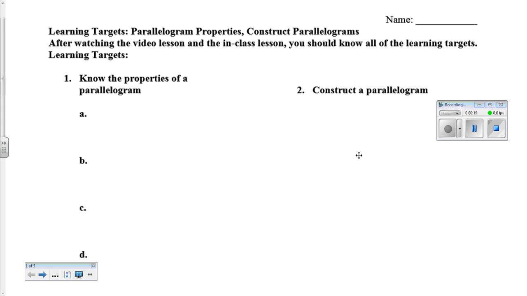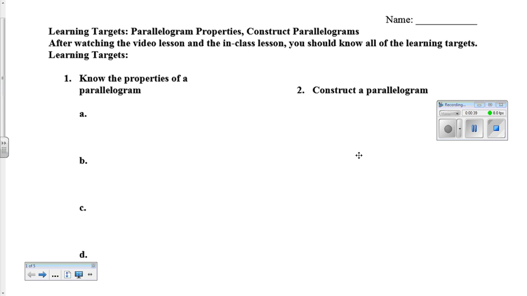All right, so by the end of this video, you should be able to identify the characteristics and the properties of a parallelogram, and then be able to tell me, given those characteristics, if you have a parallelogram in front of you. You will also be able to construct a parallelogram. That is something that you'll be doing during class time, so please make sure this packet goes back.